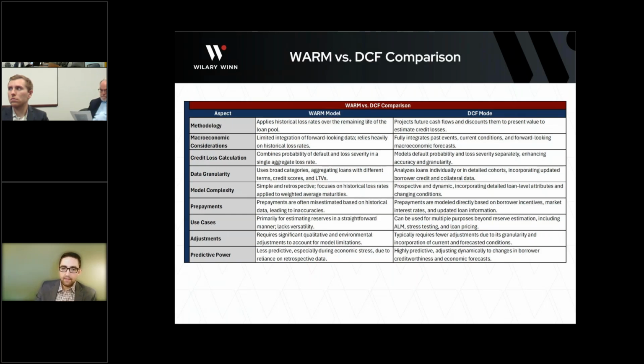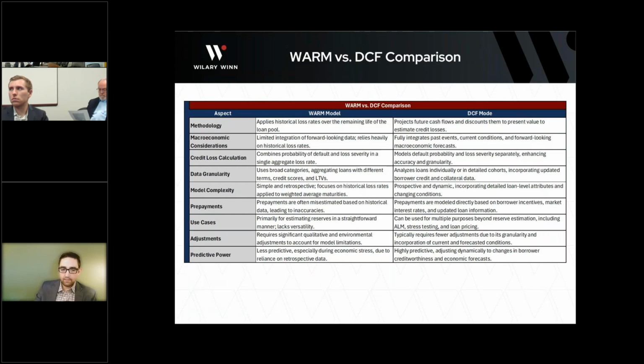The third piece then is just the math behind the credit loss calculation. So in WARM, probability of default and loss severity get combined into one sort of average loss rate, if you will. It's very simple, but the simplicity comes at the expense of precision. With discounted cash flow, we can keep those pieces separate. We can keep very accurate estimates at the loan level for each component, modeling defaults and severity independently, getting much more detailed results.